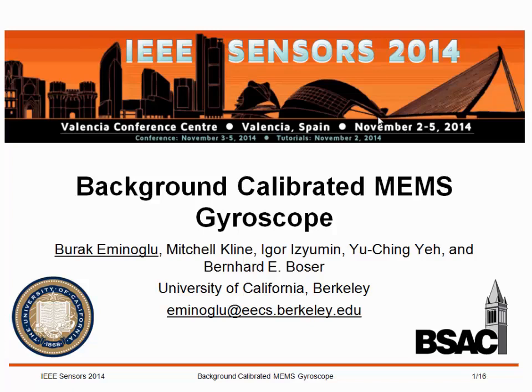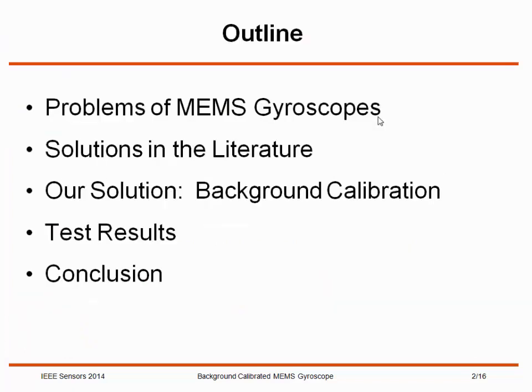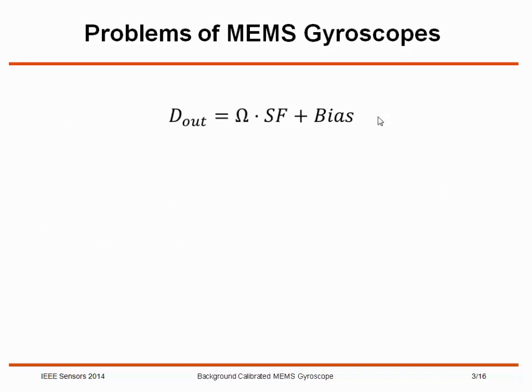Today I will talk about background calibrated MEMS gyroscope. So here is the outline of my talk. First, I will talk about the problems of MEMS gyroscopes. Then I will talk about the solutions in the literature. Then I will talk about our method, background calibration. Then I will give our test results and conclude my talk. So let's start with the problems of MEMS gyroscope.